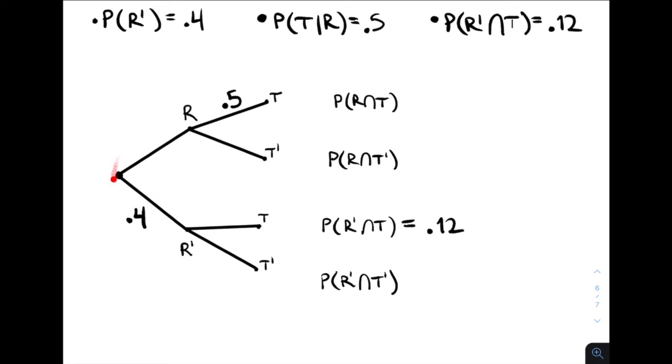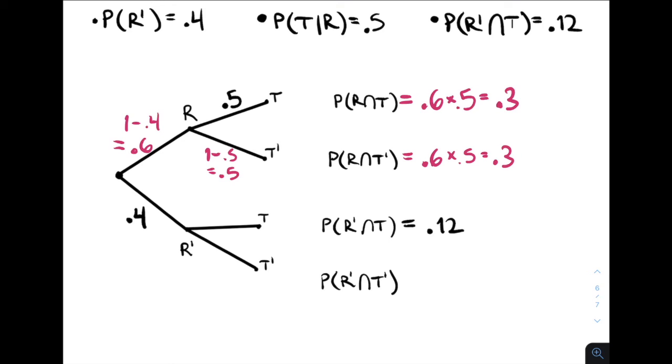Because we know that the branches of this node should sum to 1, this should equal 1 minus 0.4, which is 0.6. Similarly, the branches of this node should sum to 1, so we have 1 minus 0.5, which equals 0.5. Because the probability of the entire path can be found by multiplying the probabilities of the branches, the probability of R and T is 0.6 times 0.5, which equals 0.3, and the probability of R intersect T complement is also 0.6 times 0.5, which is 0.3.